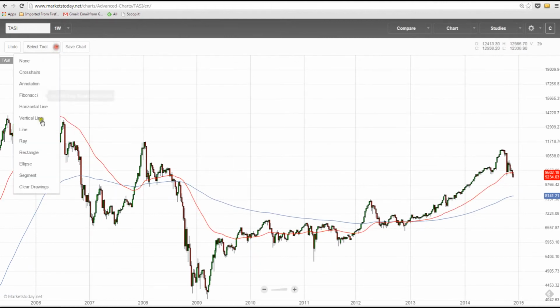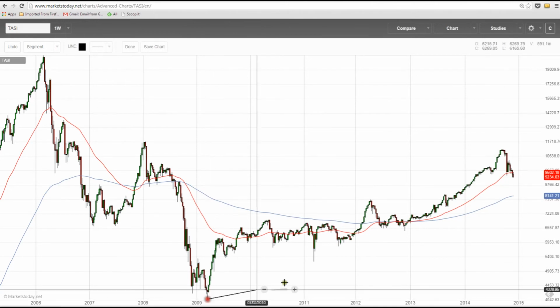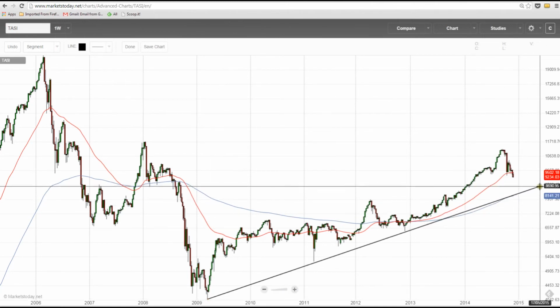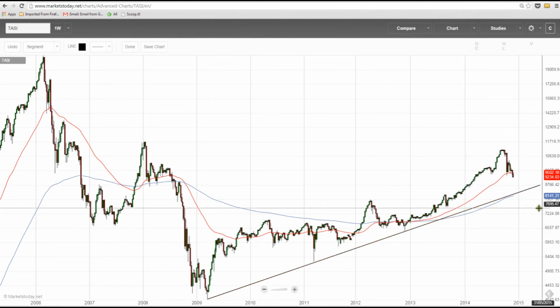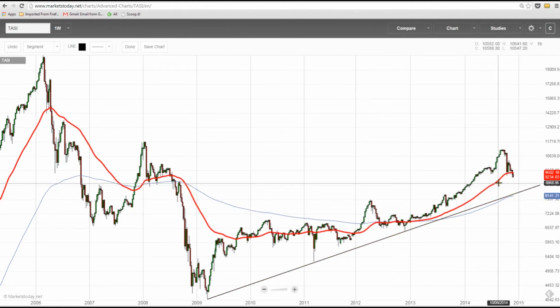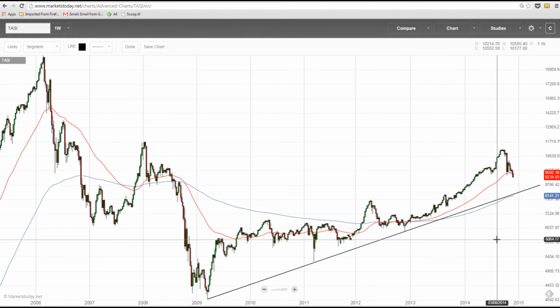I'll start by drawing in the trend line, going into segment tool. This is the long-term trend line approximately. Also, just to let you know, these two lines here, the red line and the blue line, are the 55 exponential moving average for the red line and the 200 exponential moving average for the blue line. So now we have the long-term view.